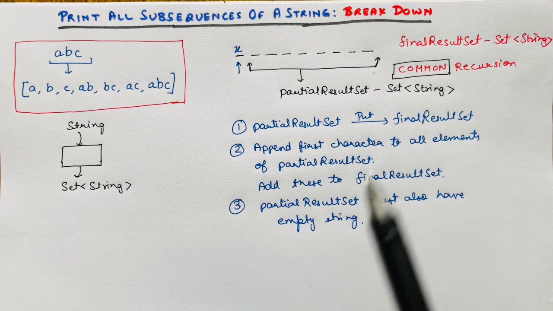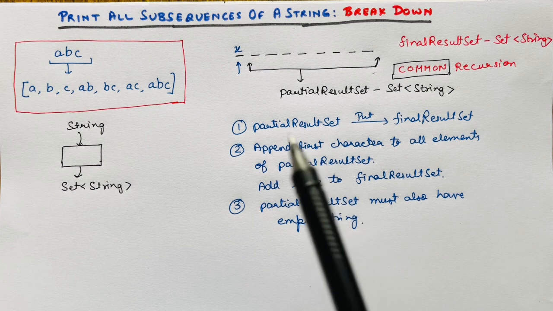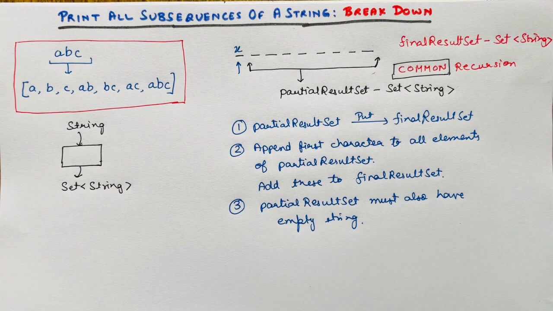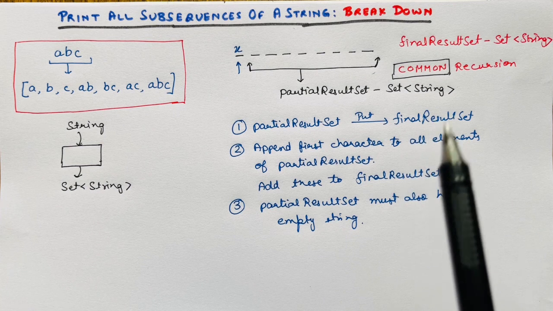Now with these three things, we have successfully used the partial result set to construct our final result set. We can actually return the final result set. This final result set will contain all valid subsequences of our string. This is a very common approach of solving problem. This is the way we use recursion.